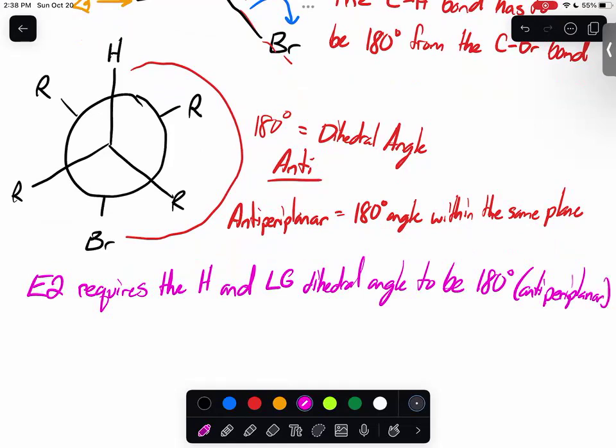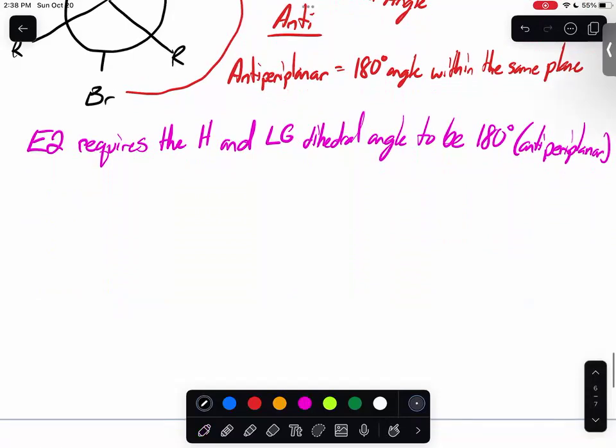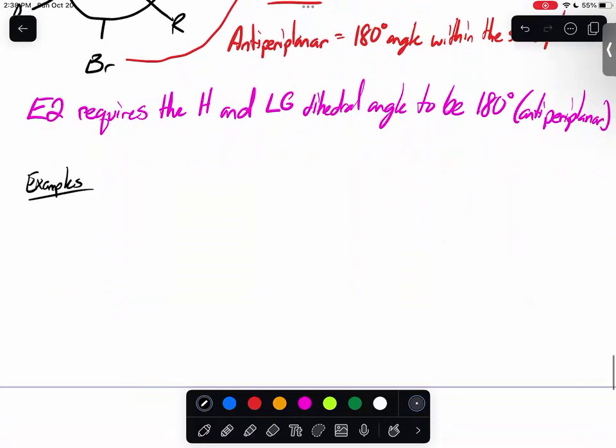Okay, so why does this make a difference? Well, it's because you may not always have situations where your dihedral angle is 180 degrees, right? We're going to take a look at a couple of these ideas. So we're going to move on to some examples of E2. So first off, let's take a look at one where we're going to start with some stereochemistry on here.